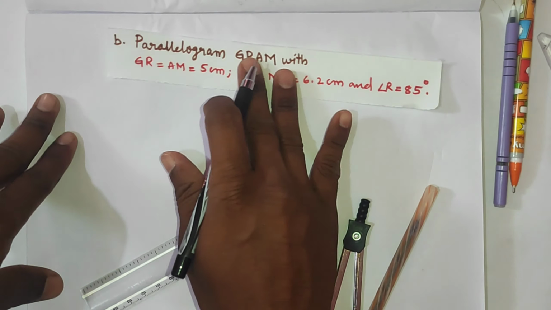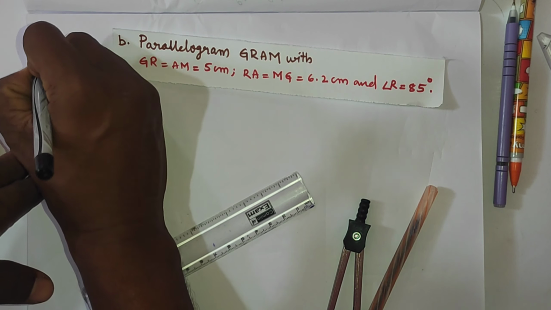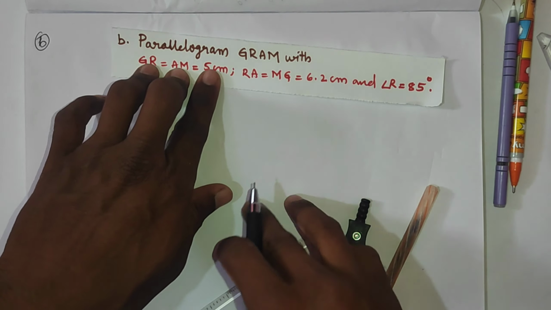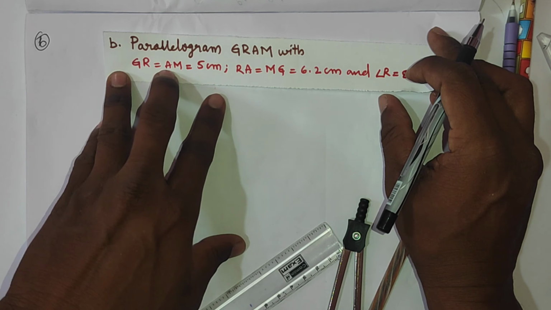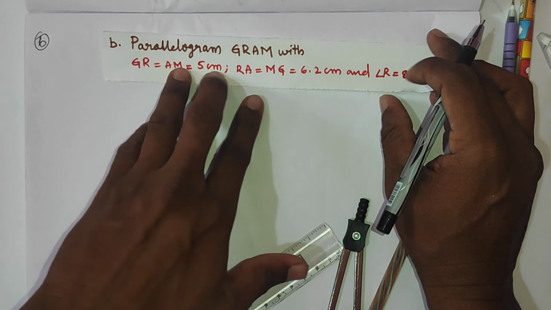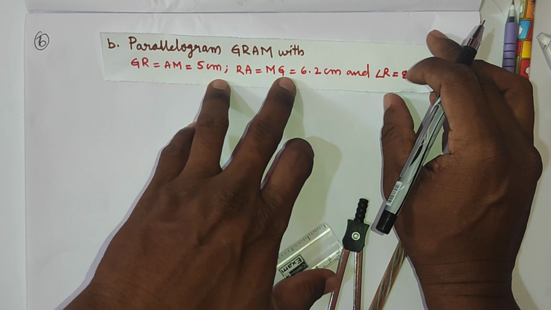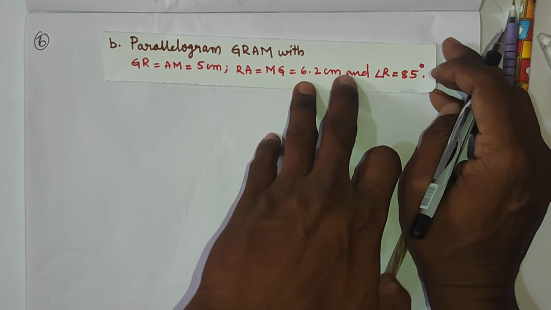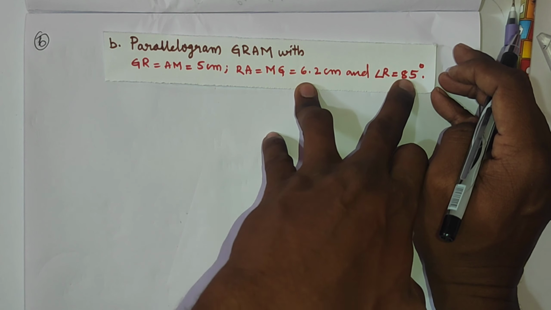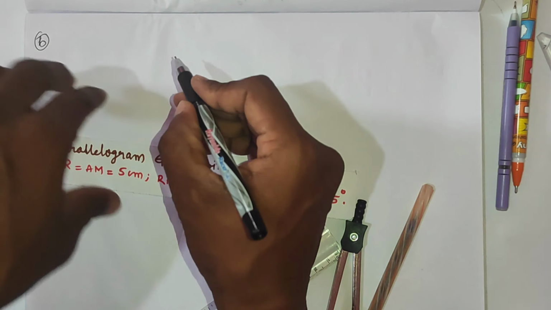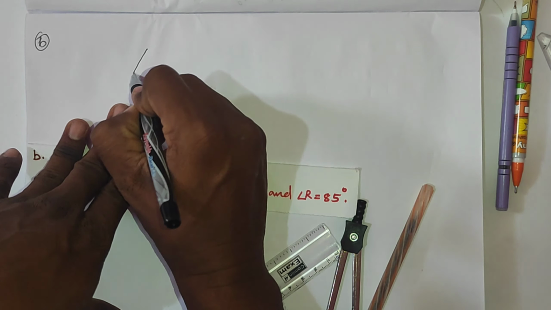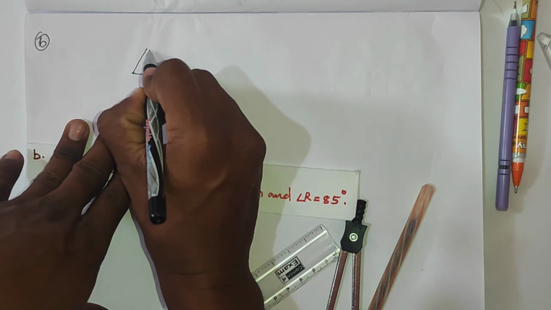Next, question B. It's a parallelogram GRAM with GR equal to AM equal to 5 centimeters and RA equal to MG equal to 6.2 centimeters, and given angle R is equal to 85 degrees. So for the parallelogram, we have to know the property first. Once again, we'll recall the parallelogram.